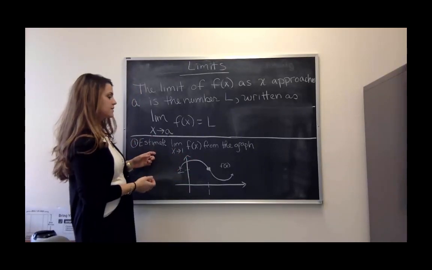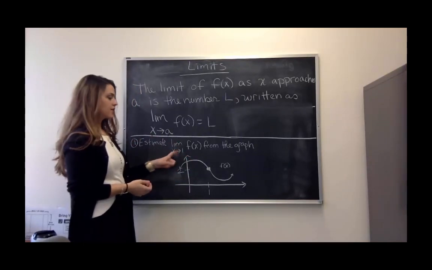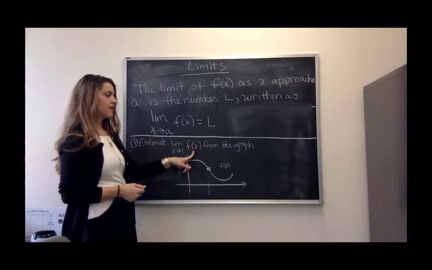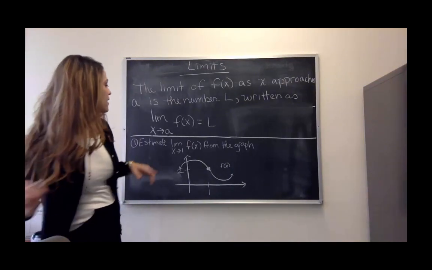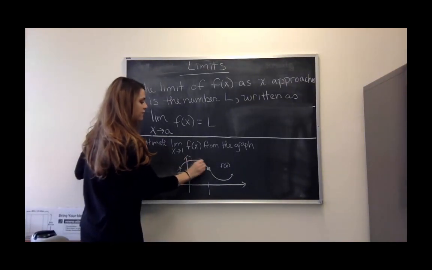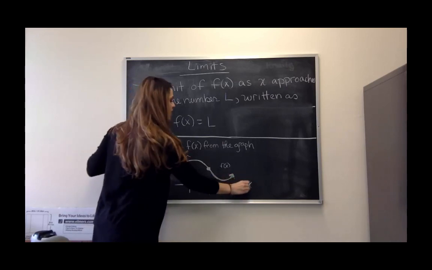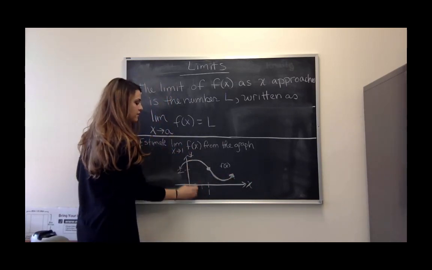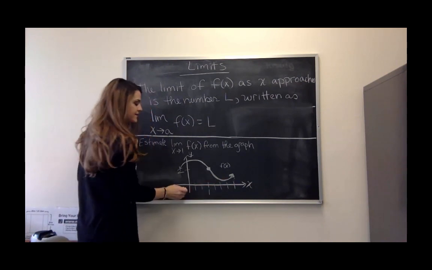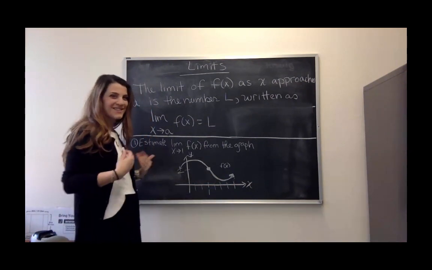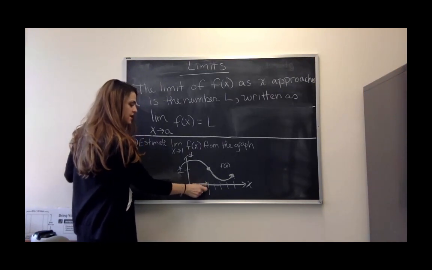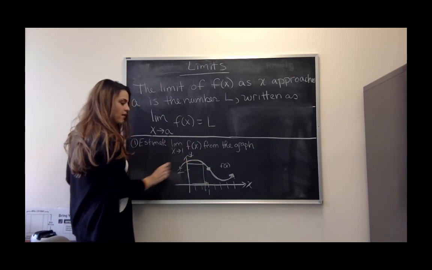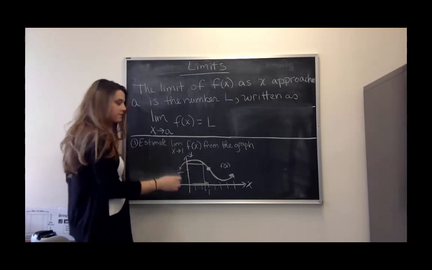Let's say here we wanted to estimate the limit as x approaches 1 of f of x from the graph. By looking at the graph, you can see that f of x is this curve. Now your x values are here. As x approaches 1, that literally means x gets close to 1. So as x gets close to 1, let's say the x value is here, that y value would be there, would be this number above 2.